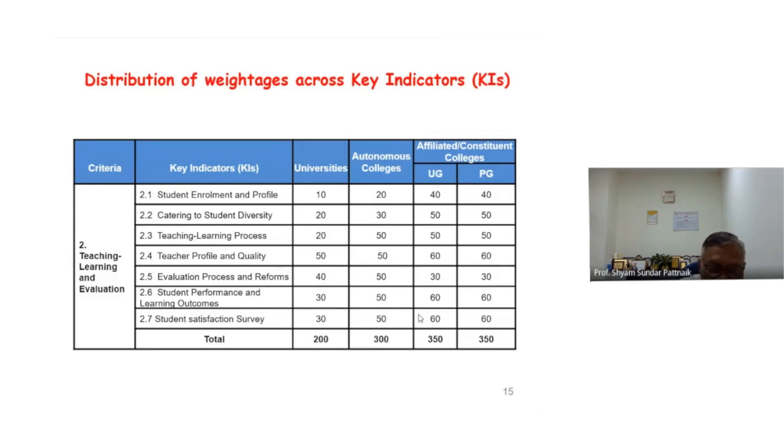So this is the second criteria, the teaching learning. If you see here, in the university system it is 200, whereas in autonomous college and the affiliated college it is highly voted. So the teaching learning is overemphasized in the autonomous colleges and affiliated colleges. Out of 1000, you are giving 350 in affiliated colleges and 300 in autonomous colleges. So this is very highly voted.